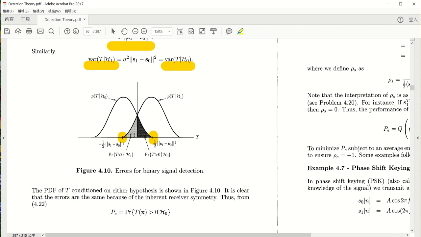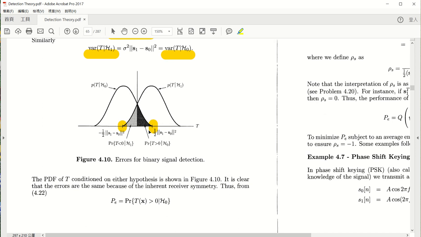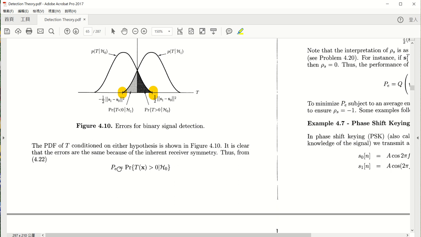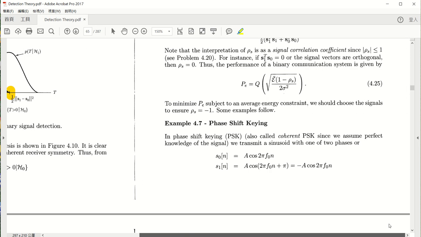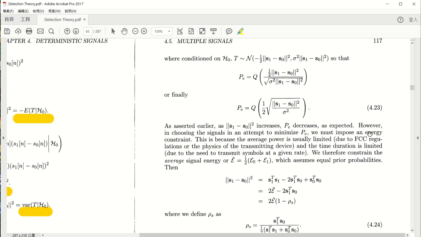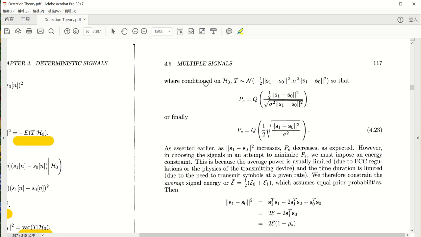This is, as we did before, by the Q function or something like that, right? So PE is kind of the probability of this, then conditional on H0, T is something like this. This has been derived previously, so that PE is the Q function of this thing, this thing. Finally, PE will be the Q function of this thing.